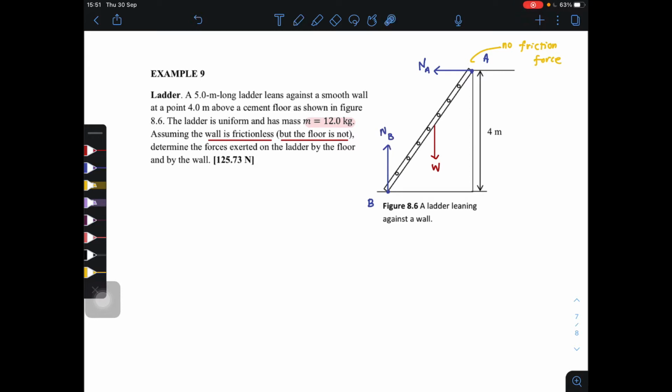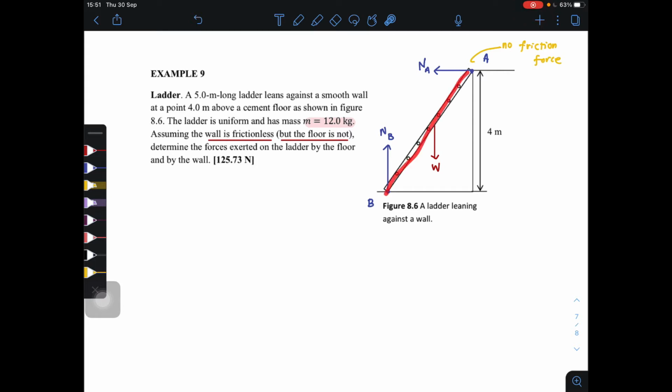And then sebab dia cakap the floor is not frictionless. So akan ada friction force. So friction force kita either to the right or to the left. So macam mana mau tentukan? So kita tengok dekat sini. If the ladder falls, okay, kalau dia jatuh kan, dia akan jatuh. Kita tengok direction dia jatuh tu akan ke mana? Adakah ke kanan ataupun ke kiri? So kamu bayangkanlah, this one is by logic lah.